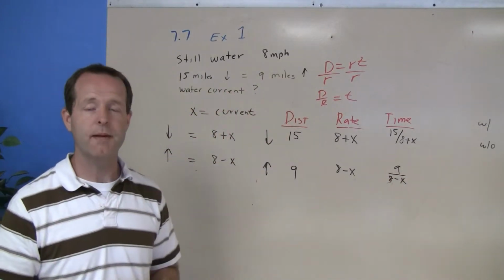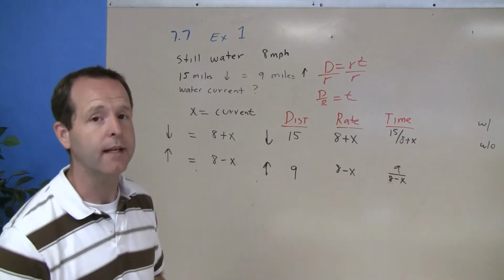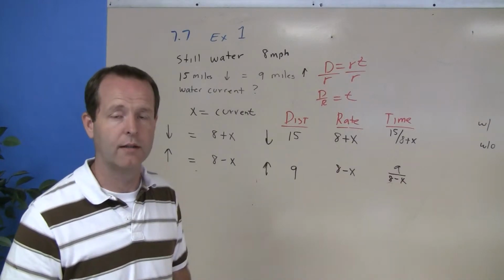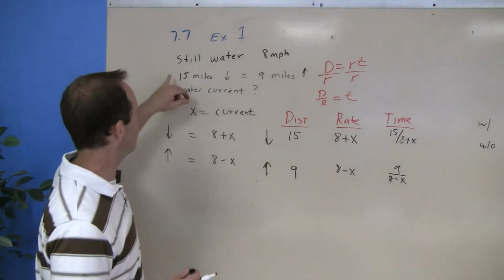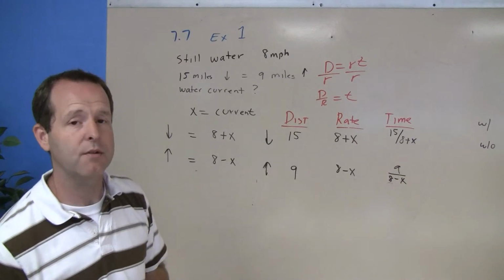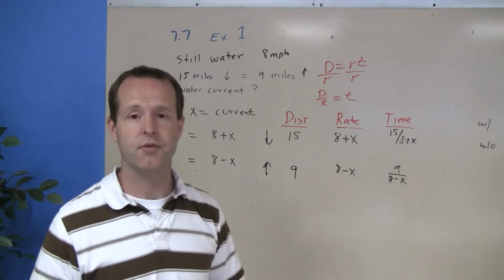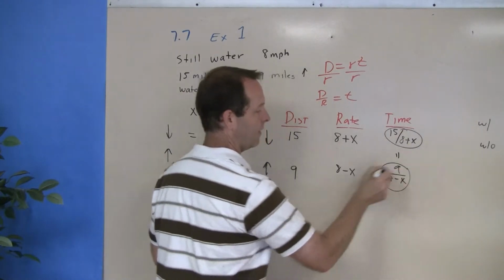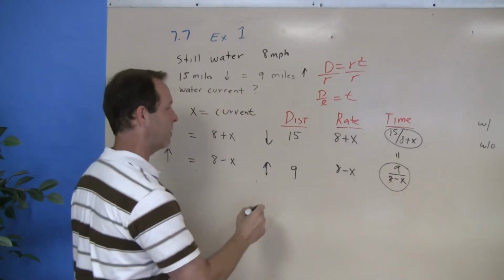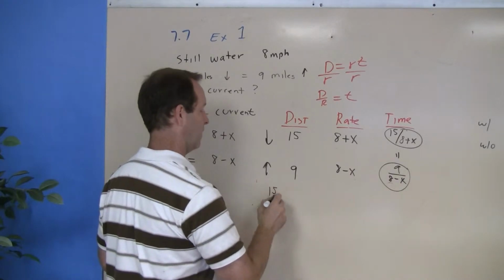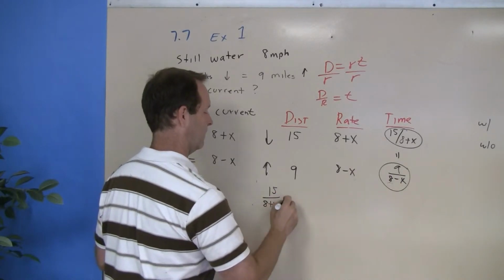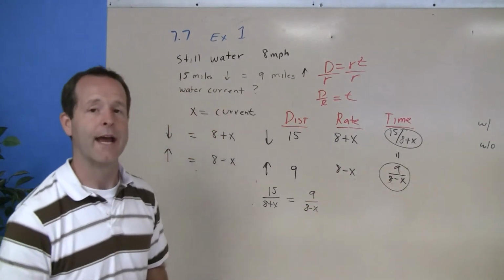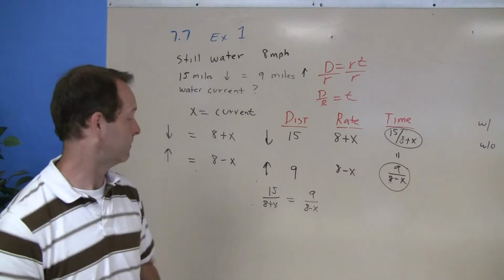I was able to find all the pieces of information, or what I think was missing. Now I'm going to go back and reread the problem and see, well, does the problem help me some more? And as I read it again, I remembered that it told me about this 15 miles downstream equals 9 miles upstream. That's saying that this time equals that time. There's an equation right there: 15 over 8 plus x equals 9 over 8 minus x. And I can solve this equation.